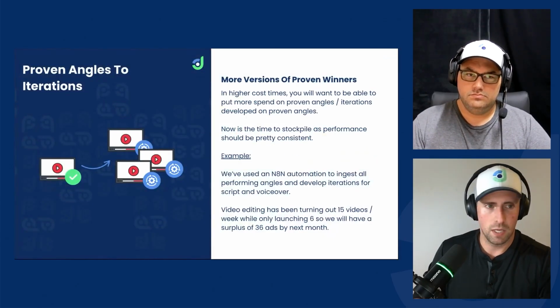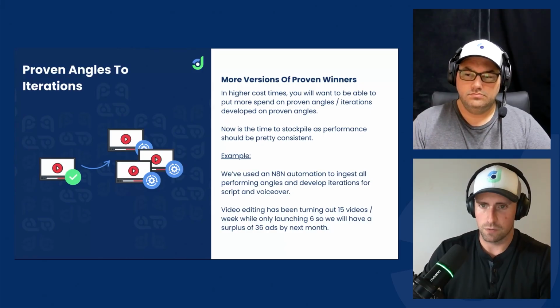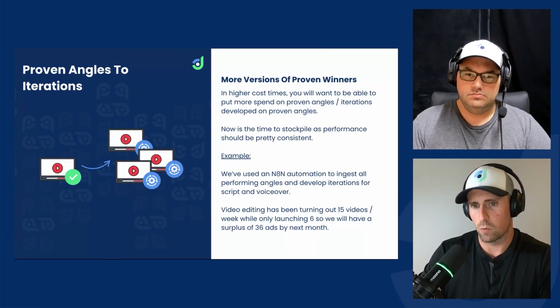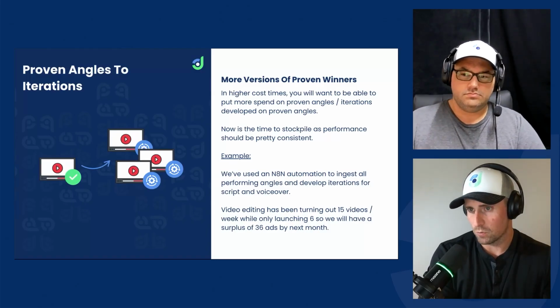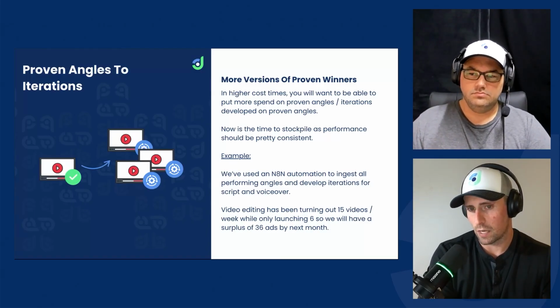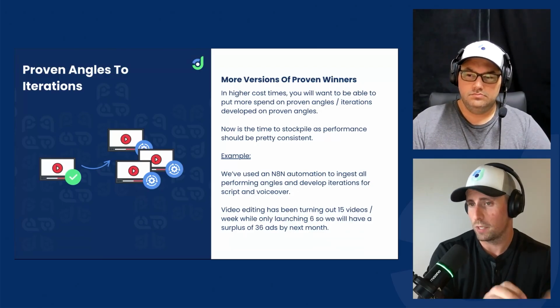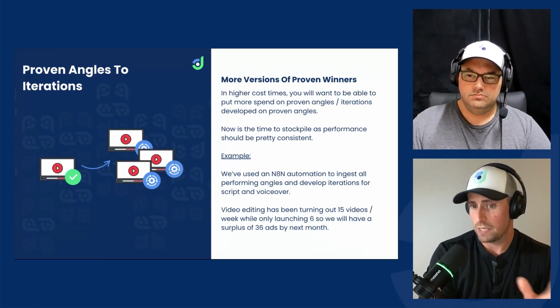Final play is proven angles to iteration. So running, we want to basically be able to get to the spot where we can develop more versions of proven winners. And this is future proofing. So something that Ross and I do when we get in higher cost times is focusing on deploying more ads to appease the platforms because they like new content.